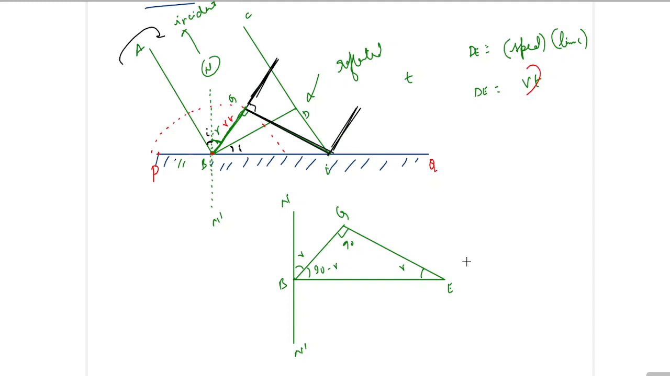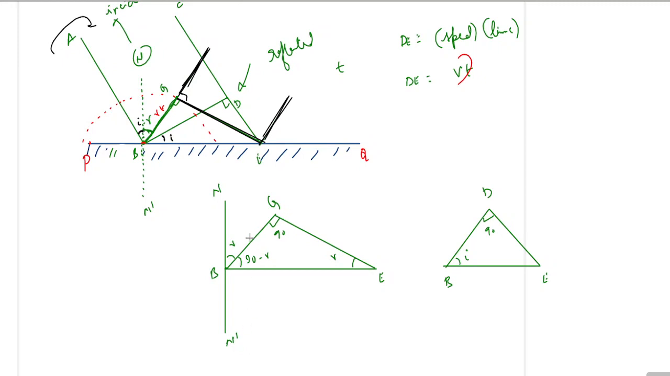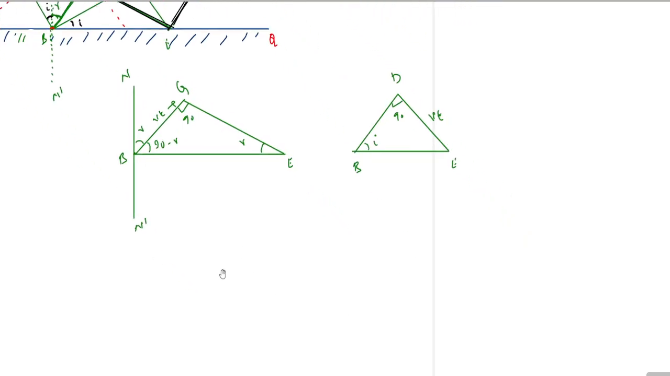And also, if you look at one more triangle, triangle B, D, E, the angle made is 90 degrees because it's the incident ray. This is 90. This is I. This is 90 degrees. Now from these two triangles, BG is V into T and DE is also V into T. From this triangle, let us find what is sine I.